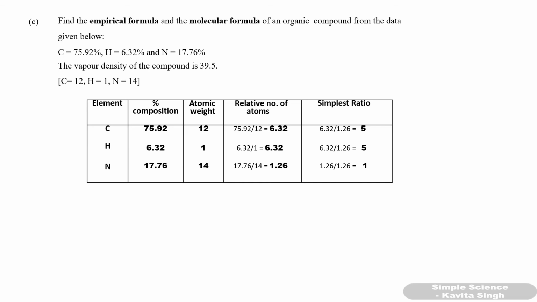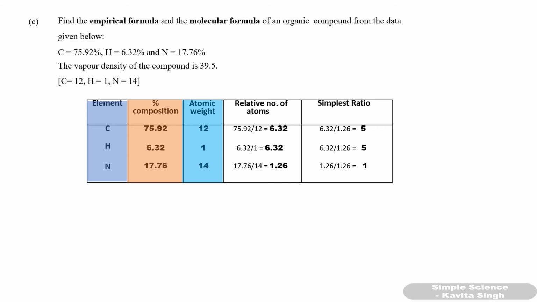You have to draw this table having elements carbon, hydrogen and nitrogen. Write in the second column the percentage composition of all the elements. Carbon is 75.92%, hydrogen 6.32% and nitrogen is 17.76%. Okay. Now what is the atomic weight? Atomic weight of carbon is 12, hydrogen is 1, nitrogen is 14. Now your main calculation comes here. Calculate the relative number of atoms.